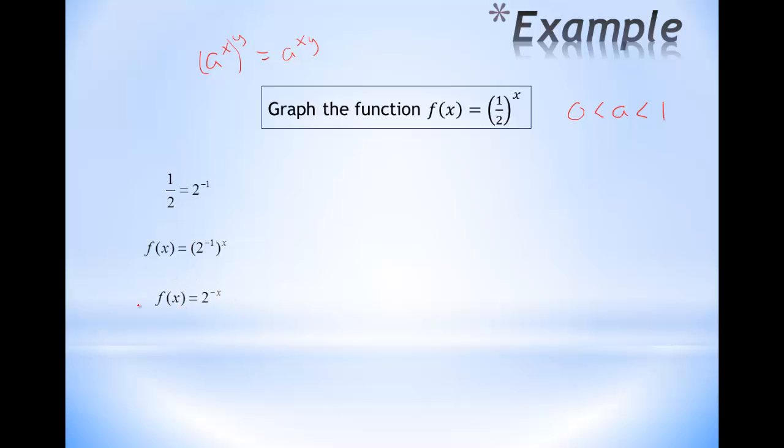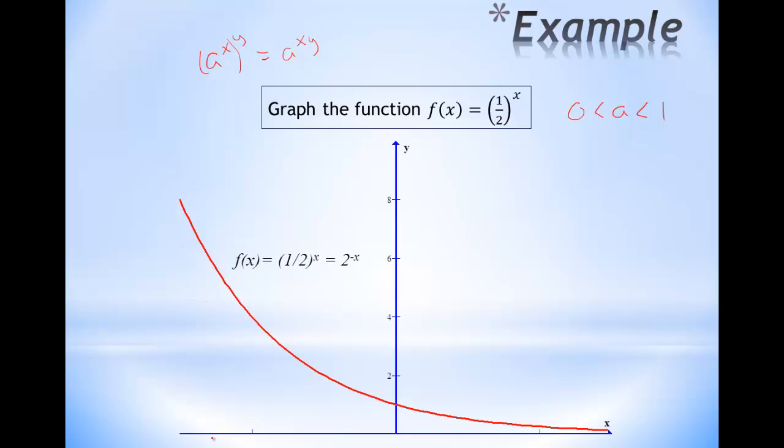Well, wait a minute. I know what that looks like. I've done that in the last video. I've already looked at what that is equal to. Basically 1/2 to the x is the same as 2 to the negative x. And I know what 2 to the negative x is. It looks like 2 to the x, except it's going to be reflected about the y-axis. We know what 2 to the x looks like, so I get something like this. This is 2 to the negative x right here.